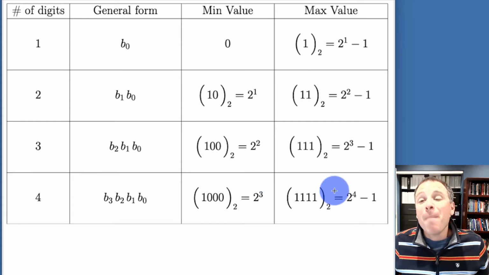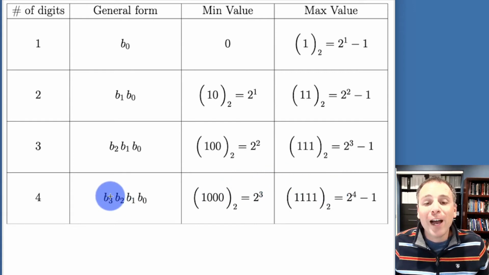We get up to the maximum value for 4 bits when we max out each individual value, which happens in the bit string 1, 1, 1, 1. And that's what we see here. But remember, this is 1 times 2 to the third, 1 times 2 squared, 1 times 2 to the first, 1 times 2 to the 0. So that's 8 plus 4 plus 2 plus 1. 8 plus 4 is 12, plus 2 is 14, plus 1 is 15. 15 is 16 minus 1, or 2 to the fourth minus 1.